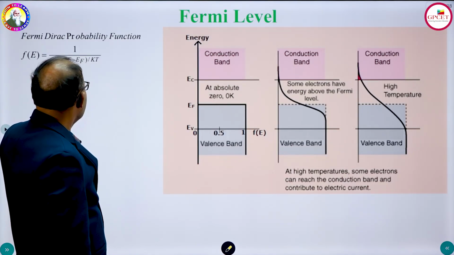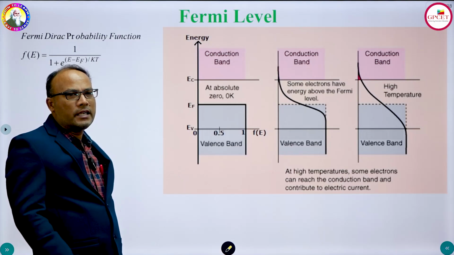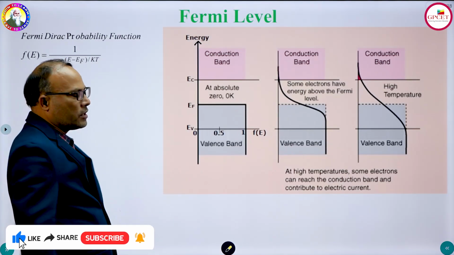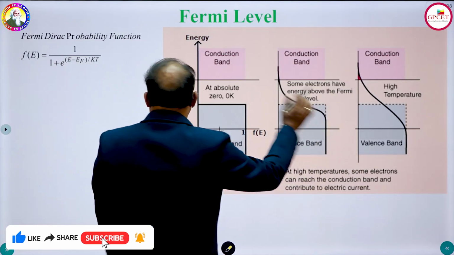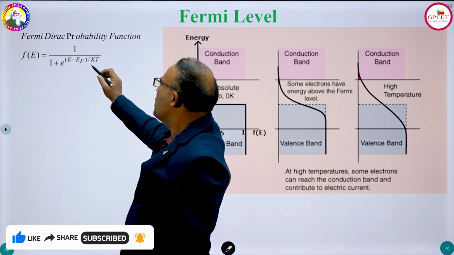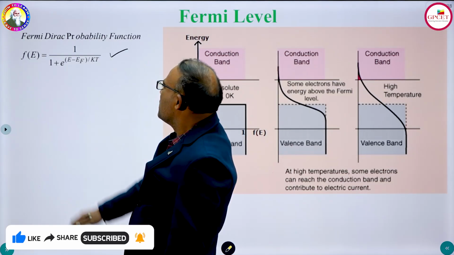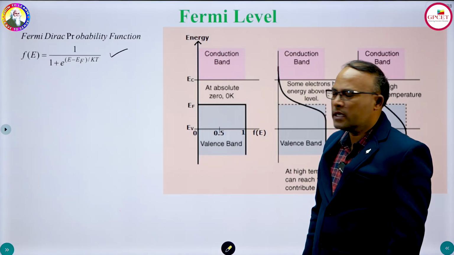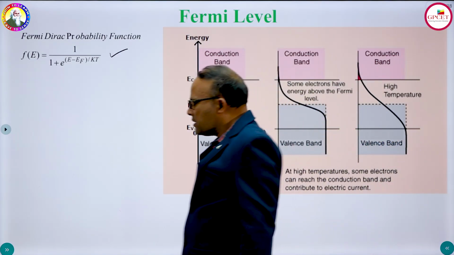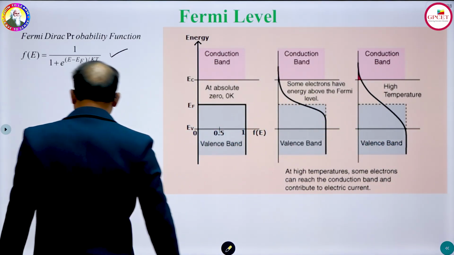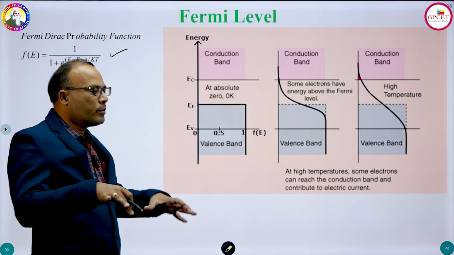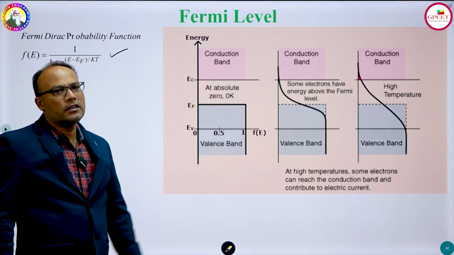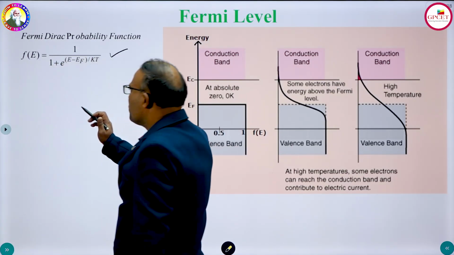It is given by Fermi Dirac, and it is called the Fermi Dirac probability density function, which is given by f of E. F of E is equal to 1 by 1 plus e power E minus Ef divided by kT. So here let us check three cases: how does an electron occupy the Fermi level, or any energy level present in between the valence band and conduction band.